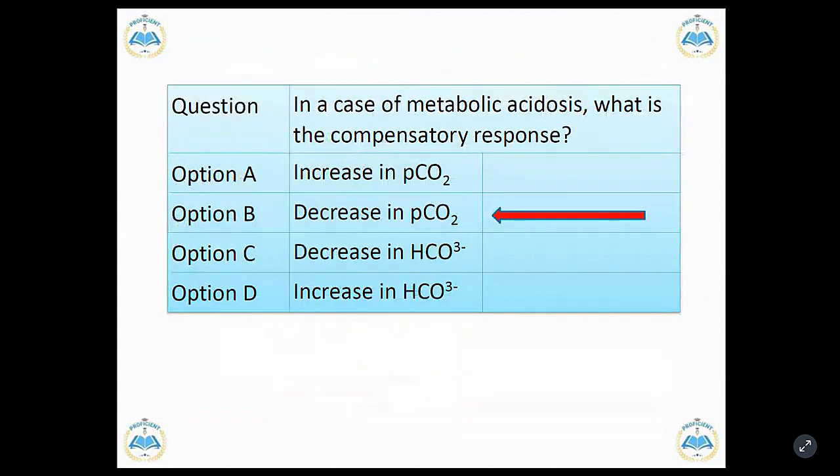The next sample question that I have chosen is, in a case of metabolic acidosis, what is the compensatory response? You can see 4 different options given: an increase in the partial pressure of carbon dioxide, a decrease in the partial pressure of carbon dioxide, option C being a decrease in the bicarbonate levels, and option D being an increase in the bicarbonate levels. Since this is a case of metabolic acidosis, the respiratory component starts compensating for it, and the correct answer is decrease in the partial pressure of carbon dioxide, and that takes place by increasing the rate of respiration, thereby causing a washout of carbon dioxide.